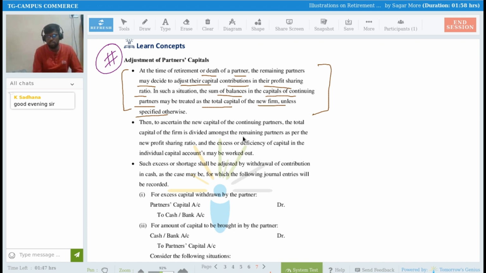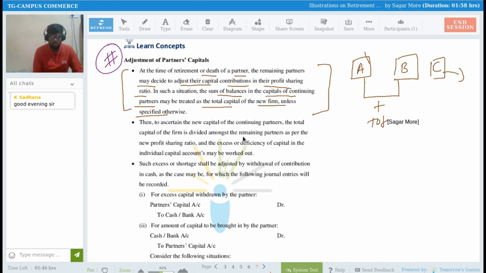It means, suppose there are three partners A, B and C, and if C is going out of the partnership business, and A and B are the only partners in the business, then whatever capital is there after retirement of partner C, whatever capital is there of partner A and partner B together, it is known as total capital of the firm.